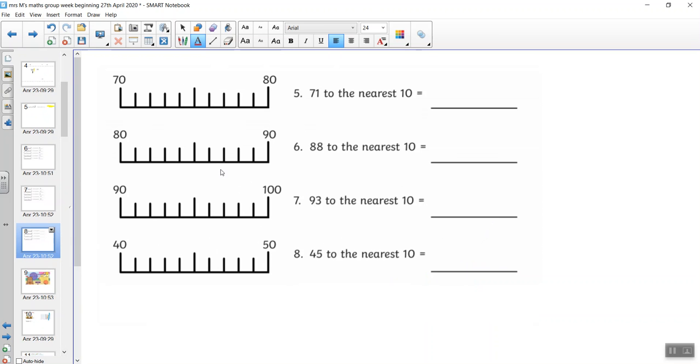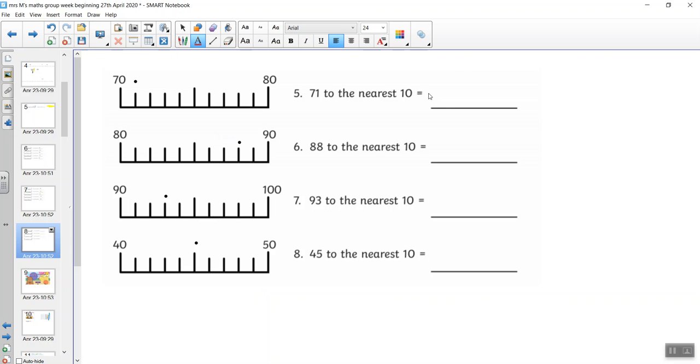Now you're going to try these on your own, but you need to remember to place the number on the number line first before you decide on the rounding. Have a little go. How did you get on? Let's place the number on the number line first. So 71 goes here and 88 goes here and 93 is 91, 2, 3 and 45 is right in the middle. 45, 5, 6, 7, 8, 9, climb the vine.